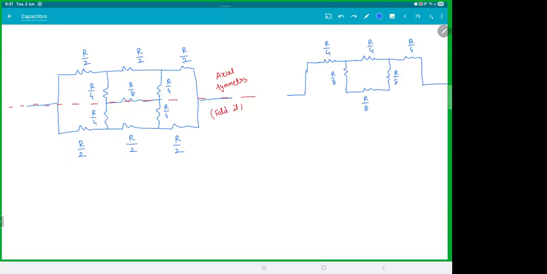Now this becomes simply series parallel. These two are in series, 3R by 8. 3R by 8 and R by 4 are in parallel. 3 by 8 into 1 by 4 by 3 by 8 plus 1 by 4. That is multiply 2. This is 8. 8 will cancel. That will be 3 by 20. 3 by 20 plus half. So multiply 10 and 20. 13 by 20. That's your R equivalent.